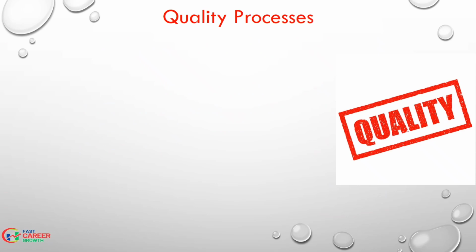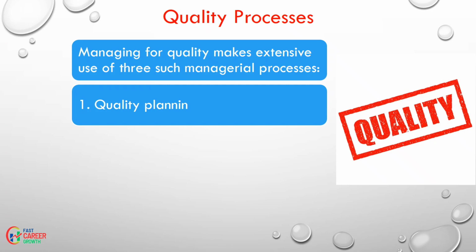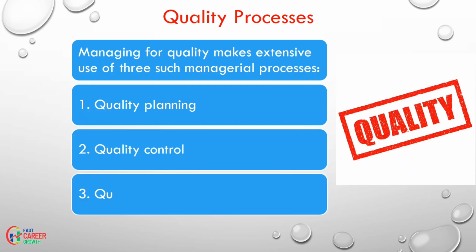To attain quality, it is well to begin by establishing the vision for the organization along with policies and goals. Conversion of goals into results, making quality happen, is then done through managerial processes, sequences of activities that produce the intended results. Managing for quality makes extensive use of 3 such managerial processes: quality planning, quality control, quality improvement. These processes are now known as the Juran trilogy.